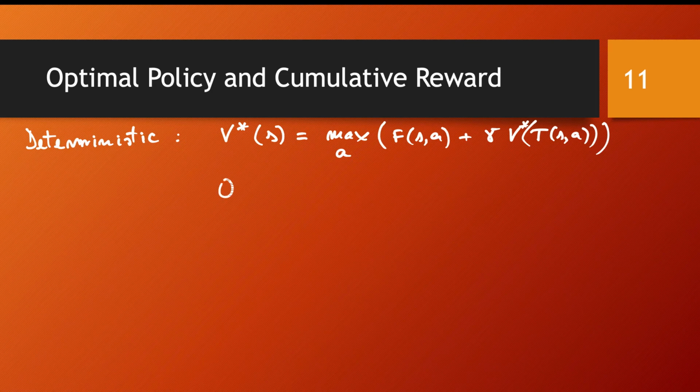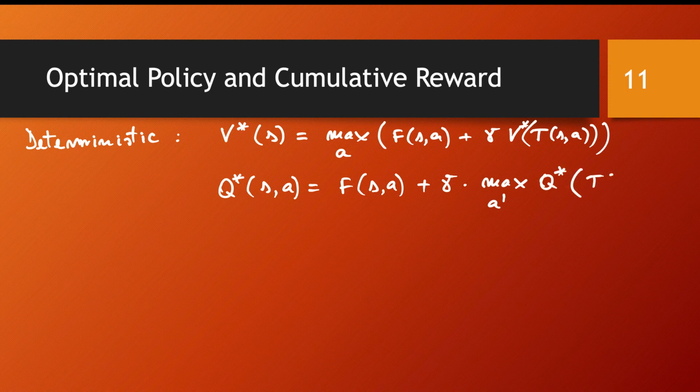And also Q star of s and a is simply equal to, so remember this was the cumulative reward that we get by taking first action A and then following the optimal policy. So this is exactly f of s and a plus gamma times the maximum over A prime of Q star starting from the state t of s and a and any action a prime.